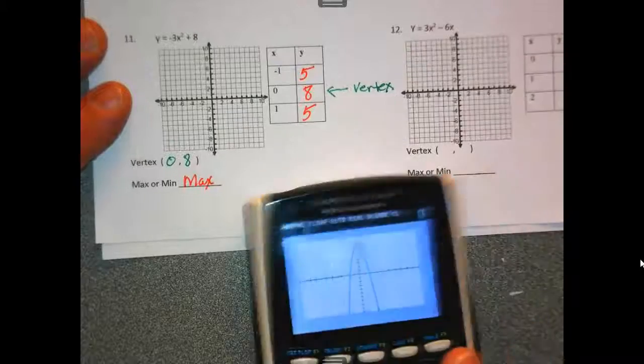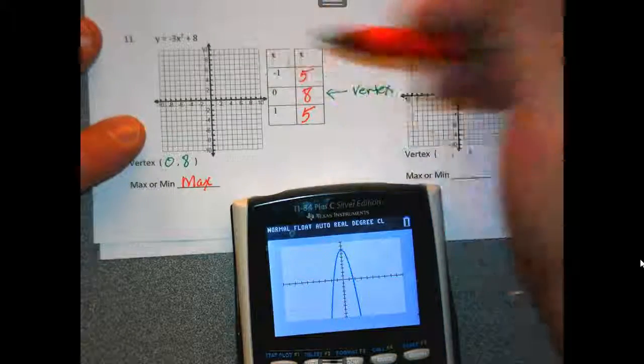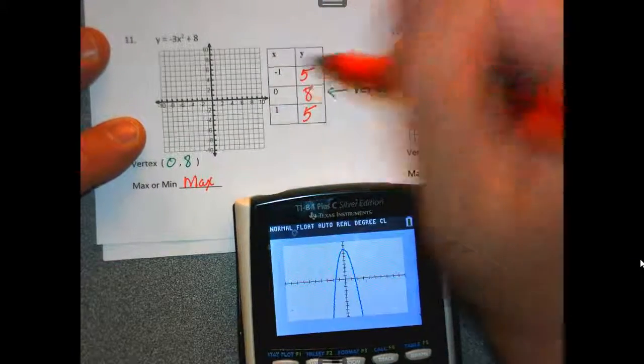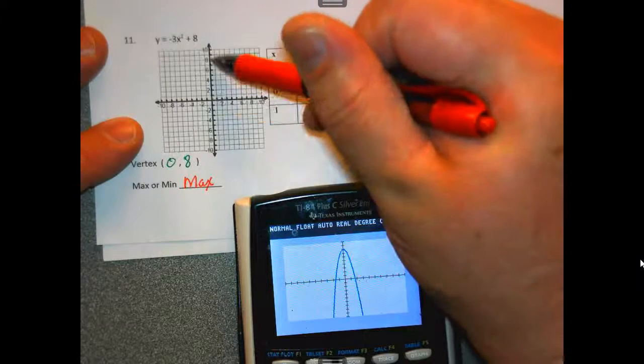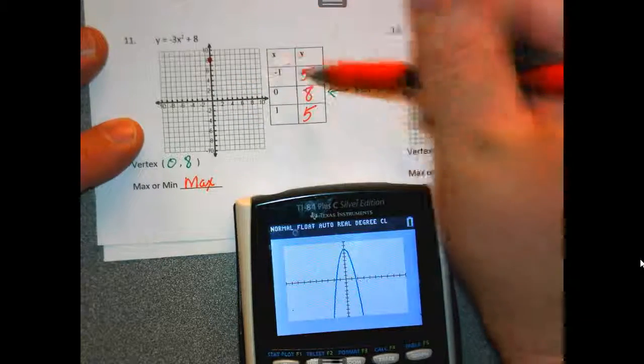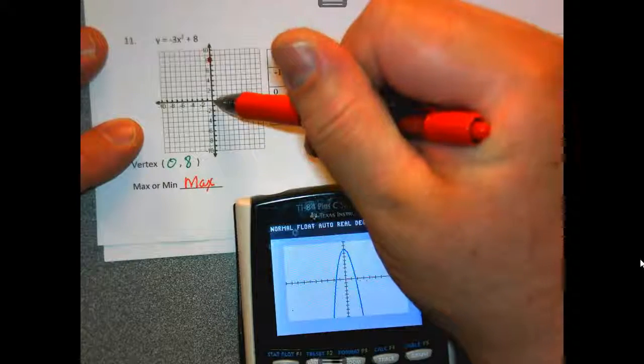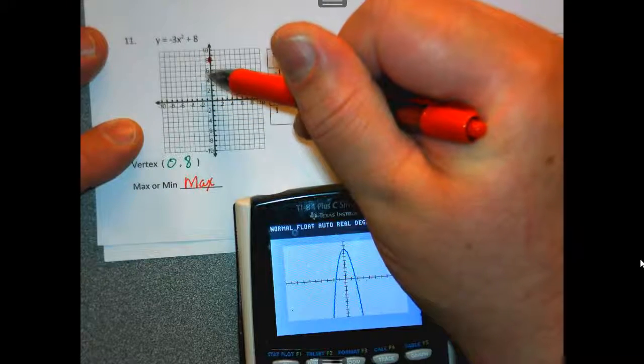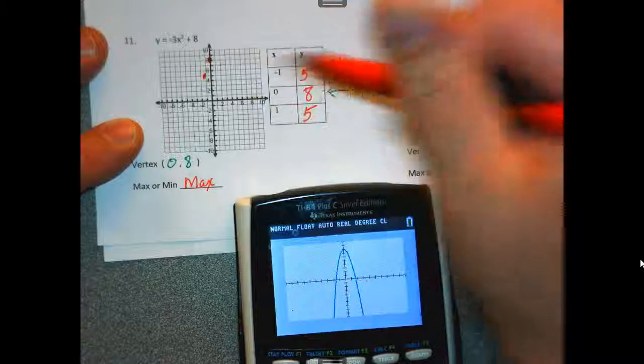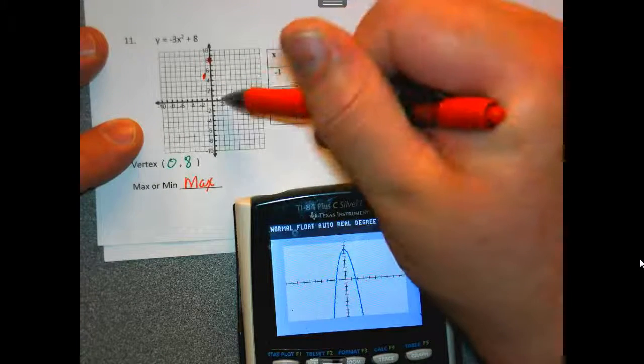Okay. So let's graph this. 0, 8. Negative 1, 5. And positive 1, 5.